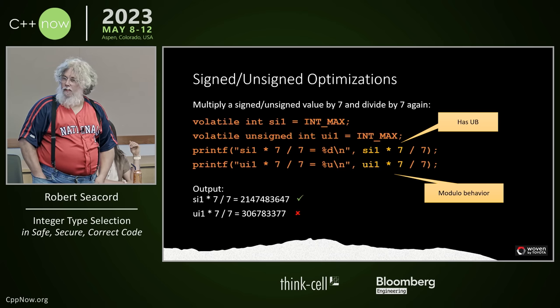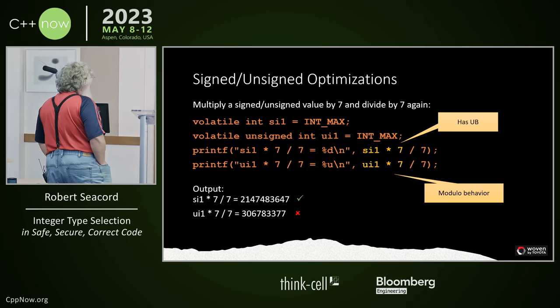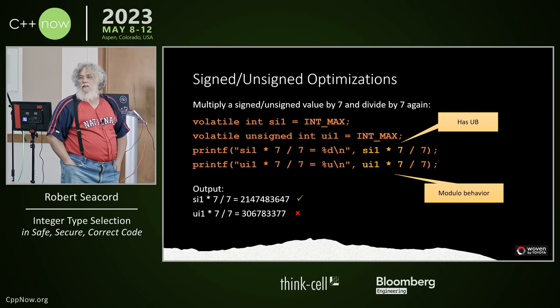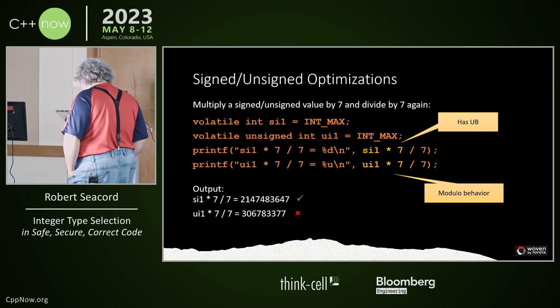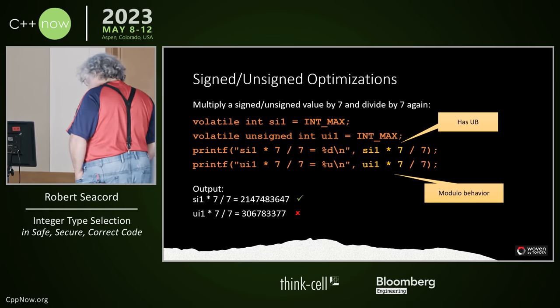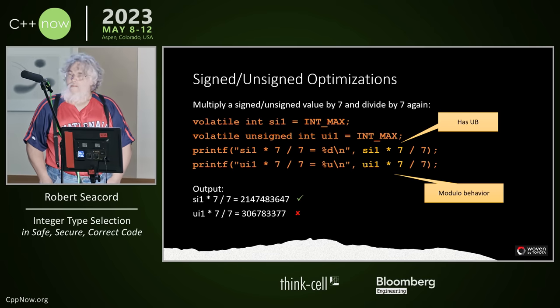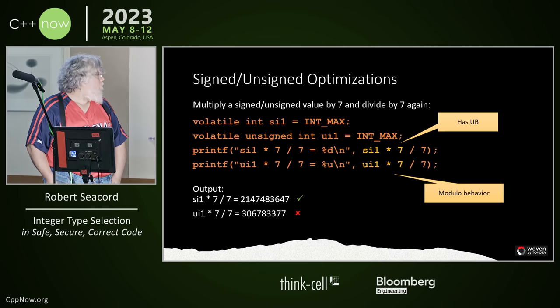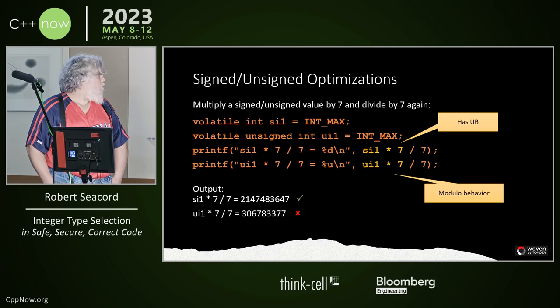Okay, I completely agree with you. Remove the volatile, then the compiler is allowed to remove the first printf. Well, it's allowed to remove everything, but I don't think that's what's happening. I think the point is that if you overflow, then multiplying by 7 and then dividing by 7 is different from multiplying by 7 divided by 7. I think that's what's happening.